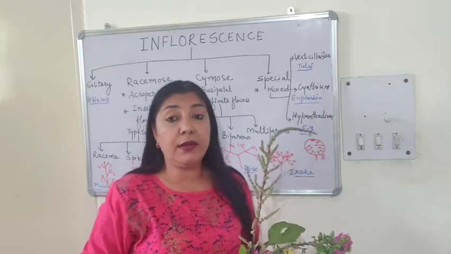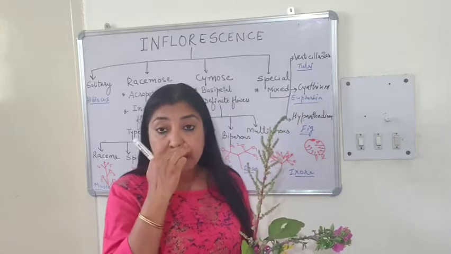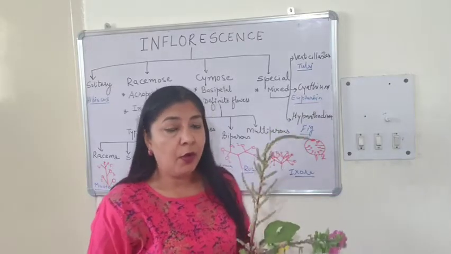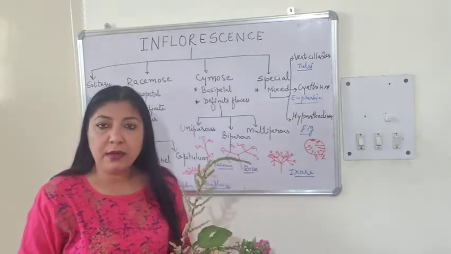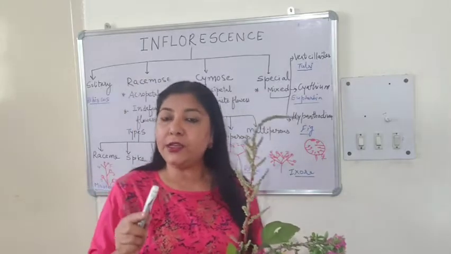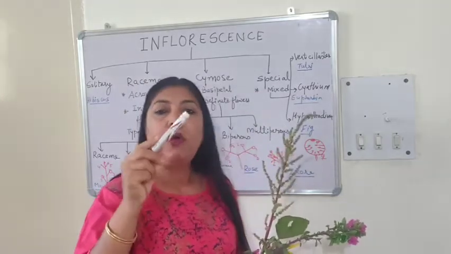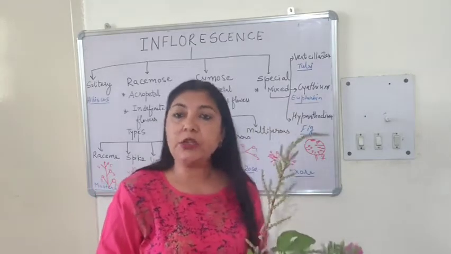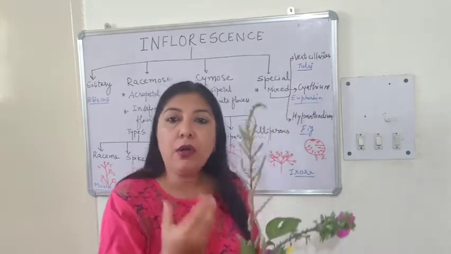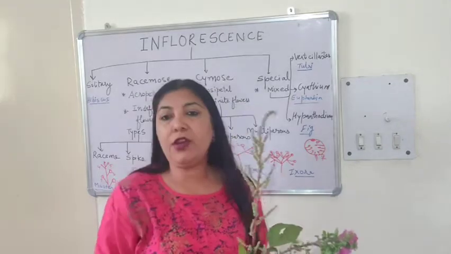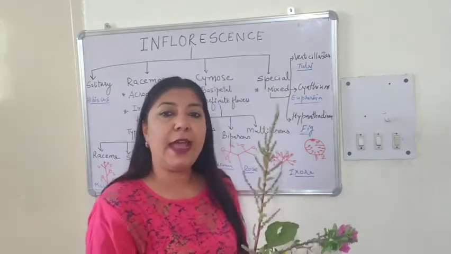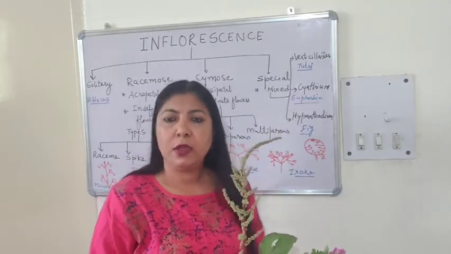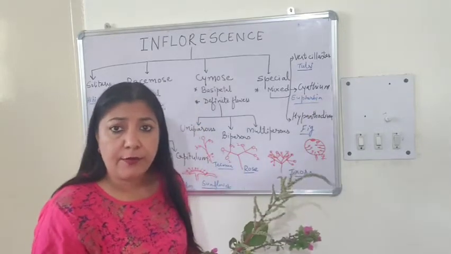In the previous topic, we studied phyllotaxy. What was phyllotaxy? Phyllotaxy is the arrangement of leaves on a shoot. Likewise, the arrangement of flowers on a shoot, that is the floral axis, is called inflorescence. So there are various types of inflorescence.